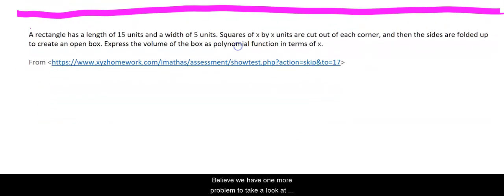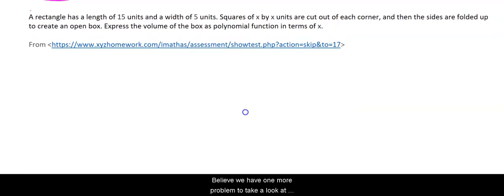I believe we have one more problem to take a look at, maybe two more. This next one is a word problem. It's very similar to the one I worked at the end of section 5.2. In fact, it's basically the same. You have a rectangle of length 15 units and a width of 5 units.